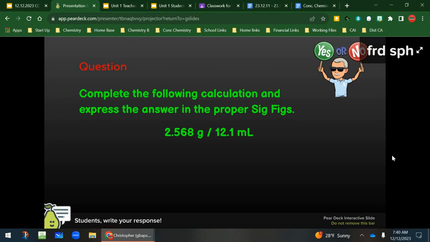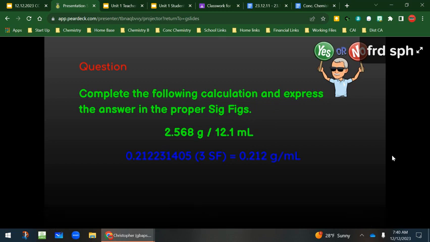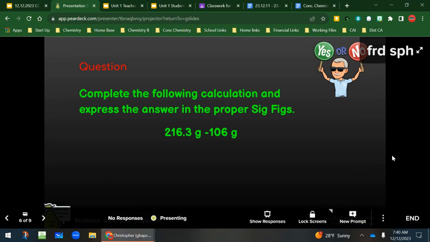But again, you have to be careful because zeros at the beginning of a number are what? Are never significant. So this 0 at the beginning of the number doesn't count. And I got 0.212231405. That's a lot of digits. Most of them have no meaning to a science person. Only the first 3 to this 2 have meaning. So that becomes 0.212 grams per mole, ladies and gentlemen. 3 sig figs, just like Daniela told us, was the smallest amount of sig figs in our problem. Questions?